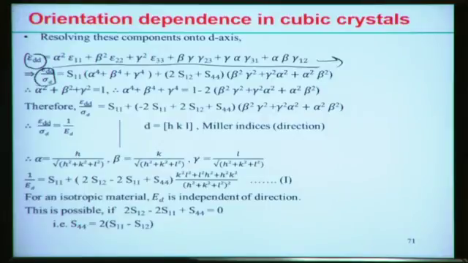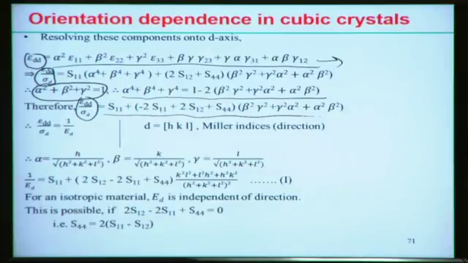So from here we can find out that sigma dd, that means the strain along the D direction, is in terms of the elastic constants S11, S12, S44 and the direction cosines. But for the direction cosines, the relation alpha square plus beta square plus gamma square equal to 1 holds good. If we put it, then we can find out alpha to the power 4 plus beta to the power 4 plus gamma to the power 4 equal to this relation. Now we put this expression here and we can find out epsilon dd by sigma d in terms of S11 and the direction cosines.